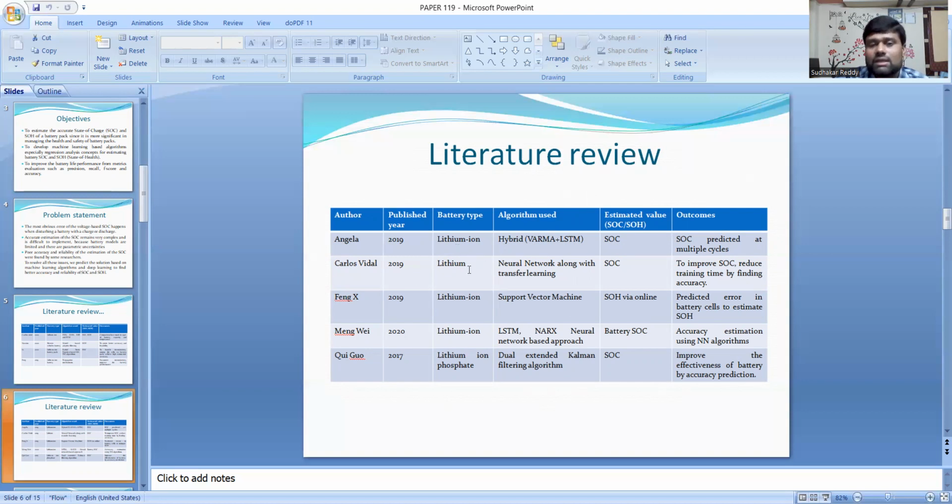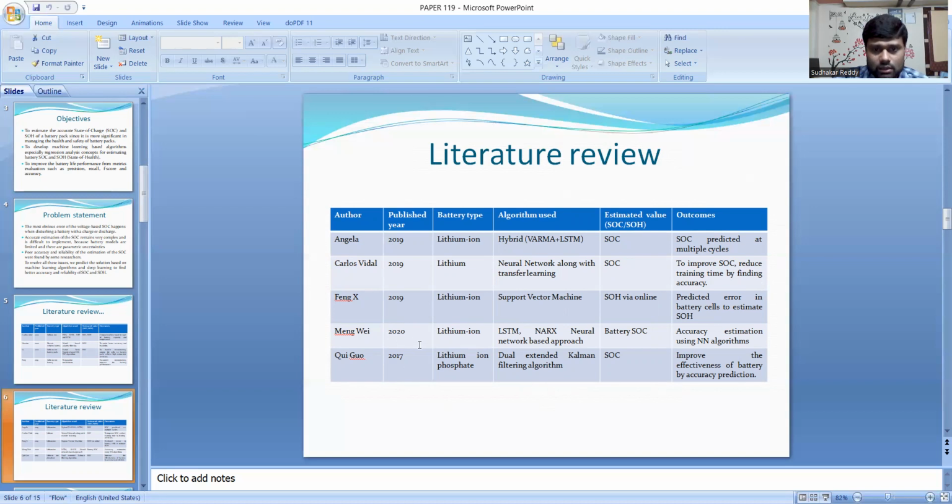The battery type is the lithium-ion battery. Here they use a neural network algorithm along with transfer learning. The estimation is the state of charge. The outcome of the paper is to improve the state of charge estimation and reduce the training time while improving the accuracy.